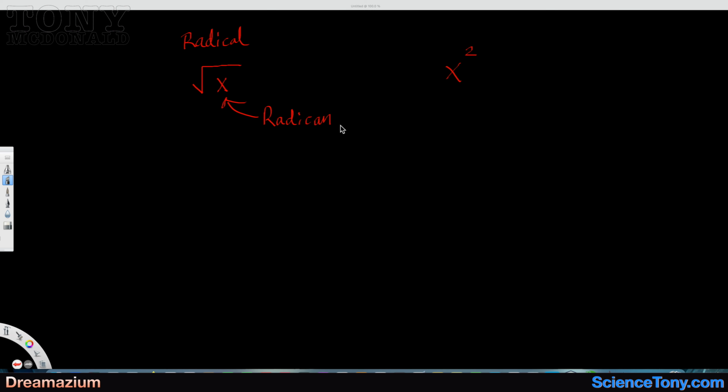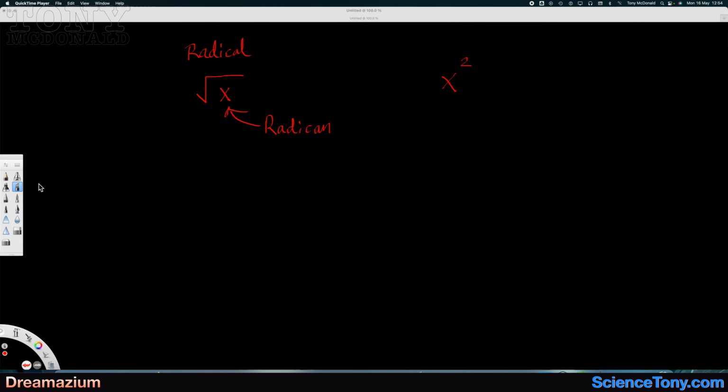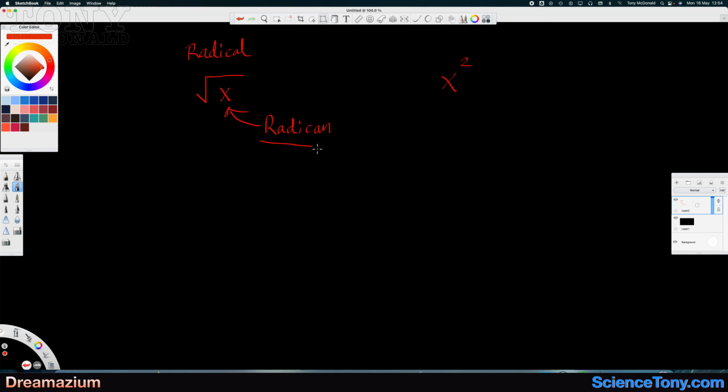Hello, this tutorial is going to be about squares and square roots. Here we have the x, which is the radicand, and we have this symbol here, which is the radical. Now if we're going to take the square root of x, then it's easier if I just explain what we're talking about with these squares here.